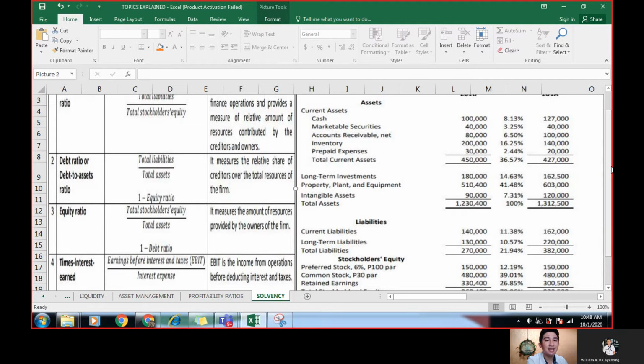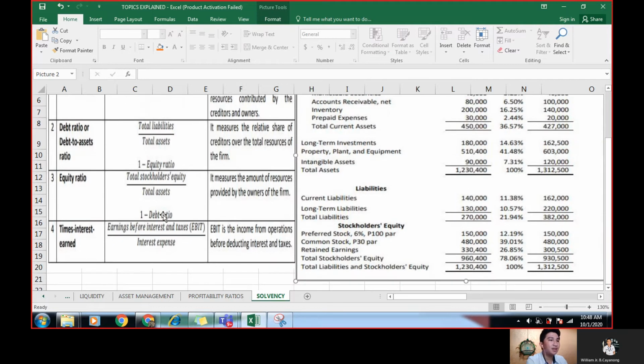Okay, next is the equity ratio. Equity ratio could be done through your total stockholders' equity divided by your total assets. Okay, so it just measures the amount of resources provided by the owners of the firm.